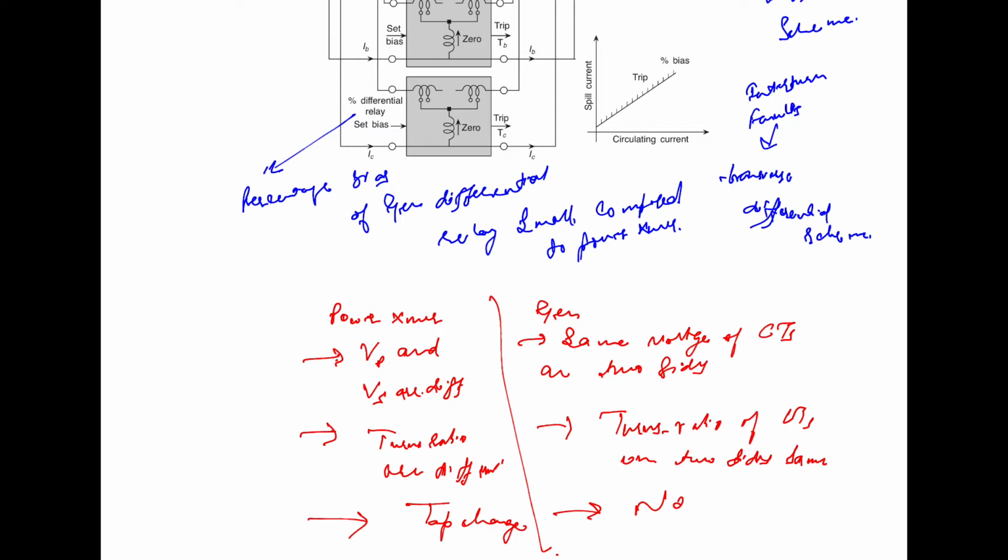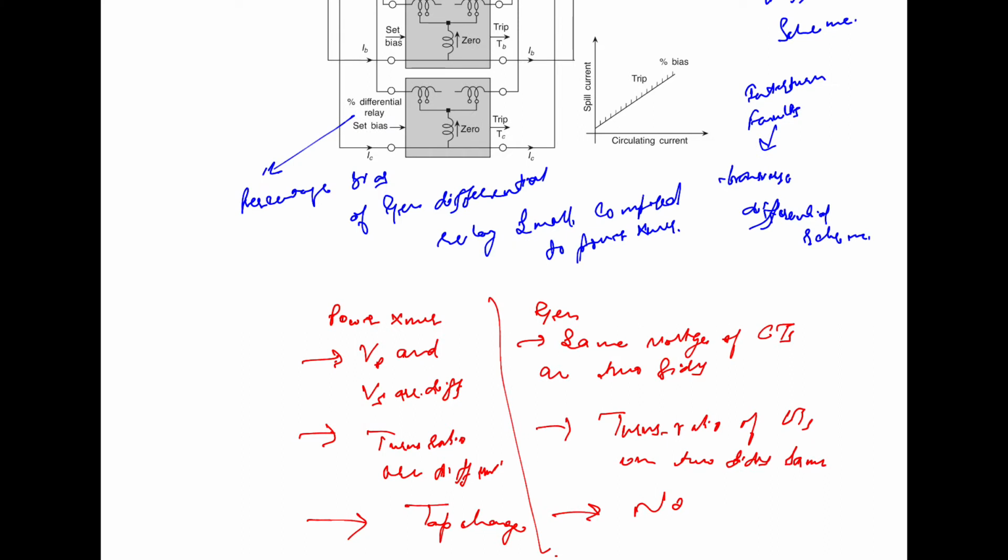Normally the percentage bias setting of the generator is about 5 to 10%, and this percentage bias is adequate for longitudinal differential protection of the generator stator winding, whereas in case of the transformer a percentage bias setting of 20 to 40% may be required. We have discussed this in the transformer part also.